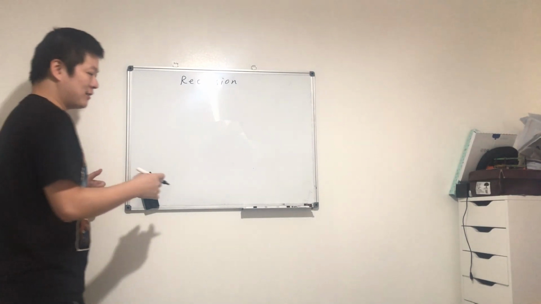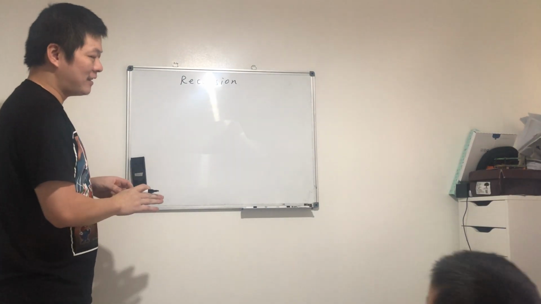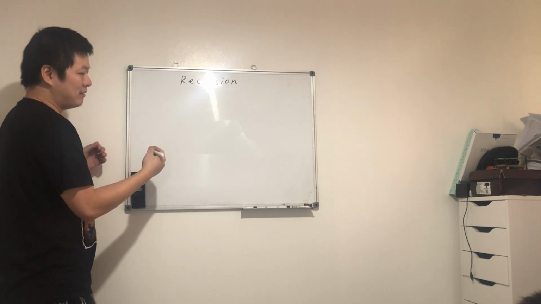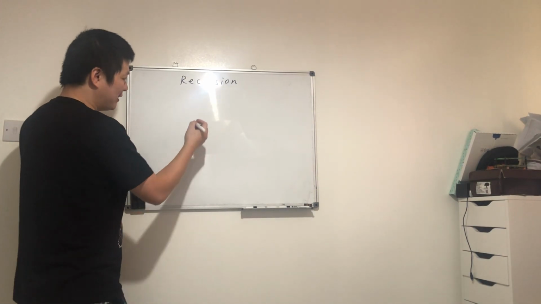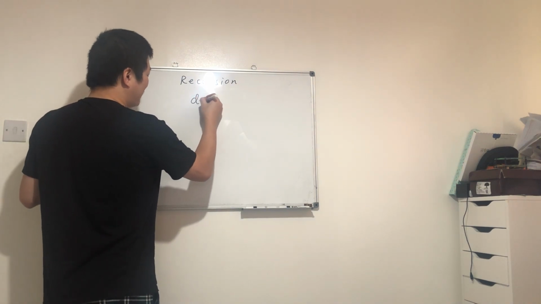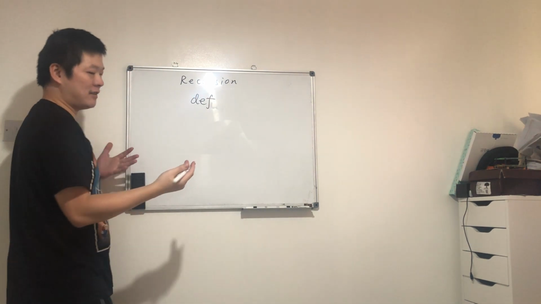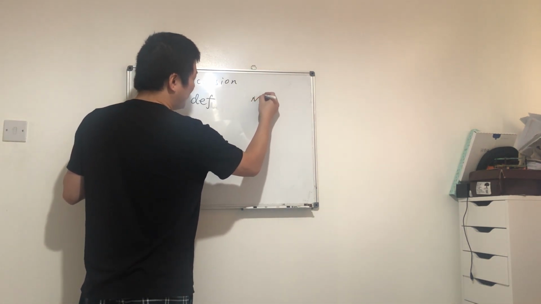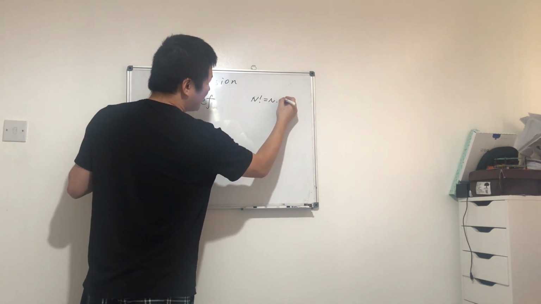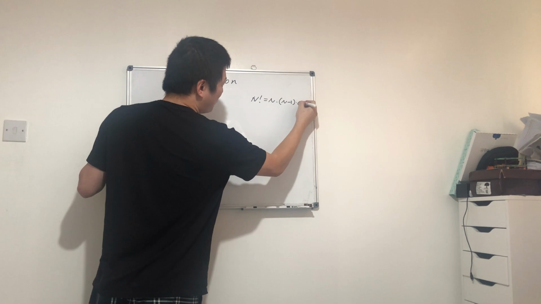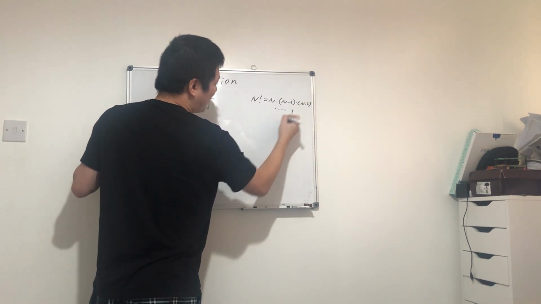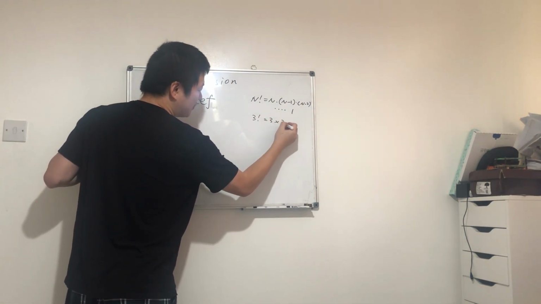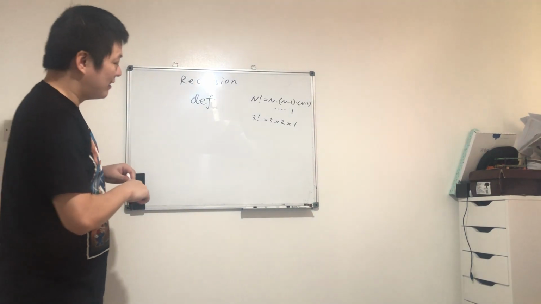Recursion is like something that calls itself repeatedly. So for example, if I define the function, let's say factorial, you know the factorial? N factorial equals n times n minus 1 times n minus 2 times until 1, right? 3 factorial equals 3 times 2 times 1, alright? So do you see this?